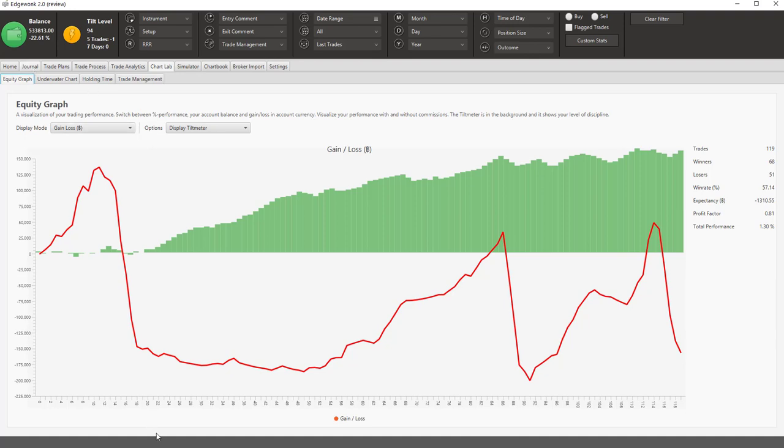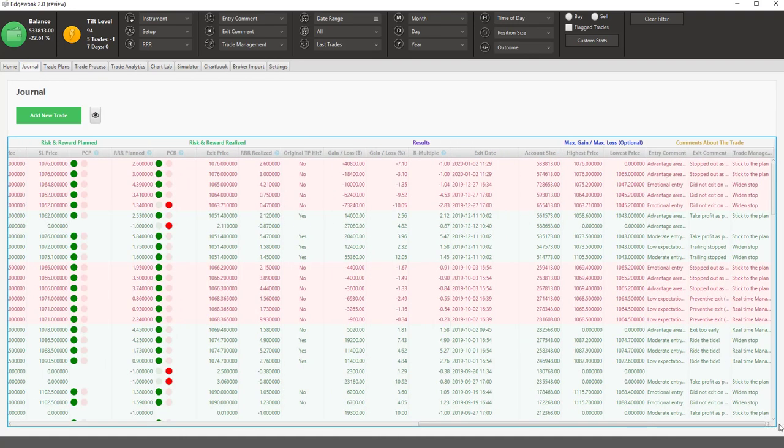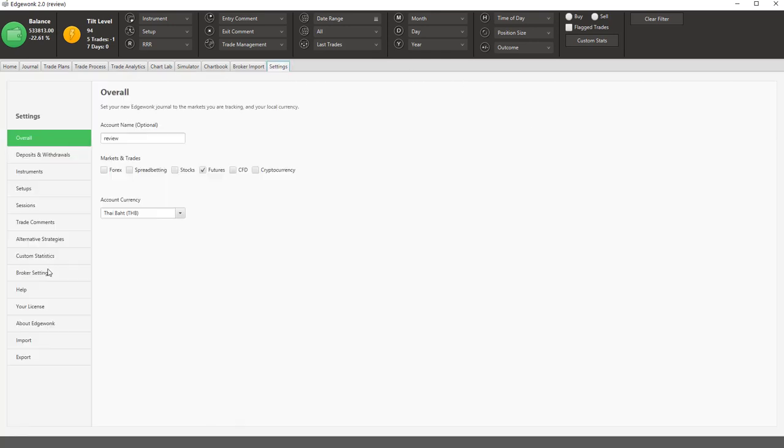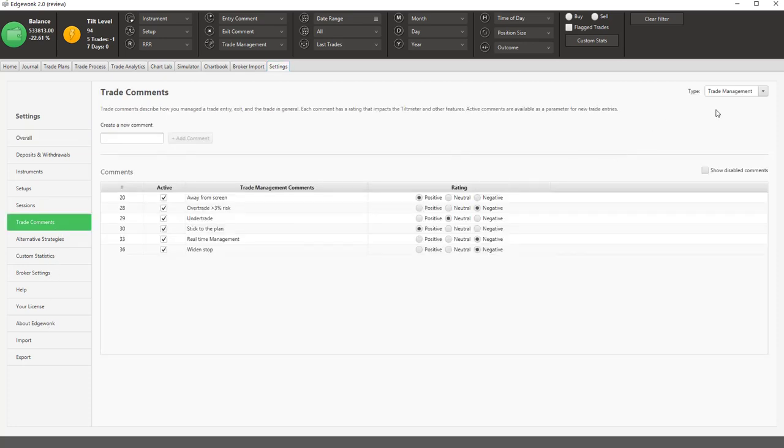So when we look at the journal, I scroll to the right, and then here you can see the entry and the exit and the trade management comments. And when we go to the settings, we can have a much better understanding of what he's inputting. Here you can switch between the different comments, and you can see he has 2 negative comments and 2 positive comments. The negative ones are emotional entry and a low expectation, which are very interesting.